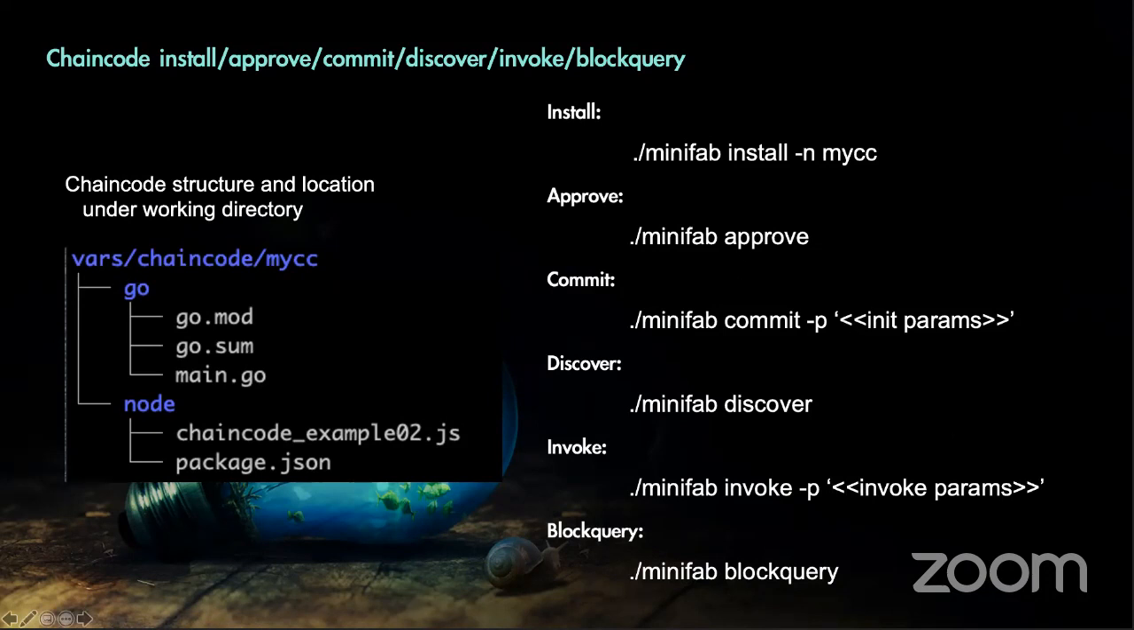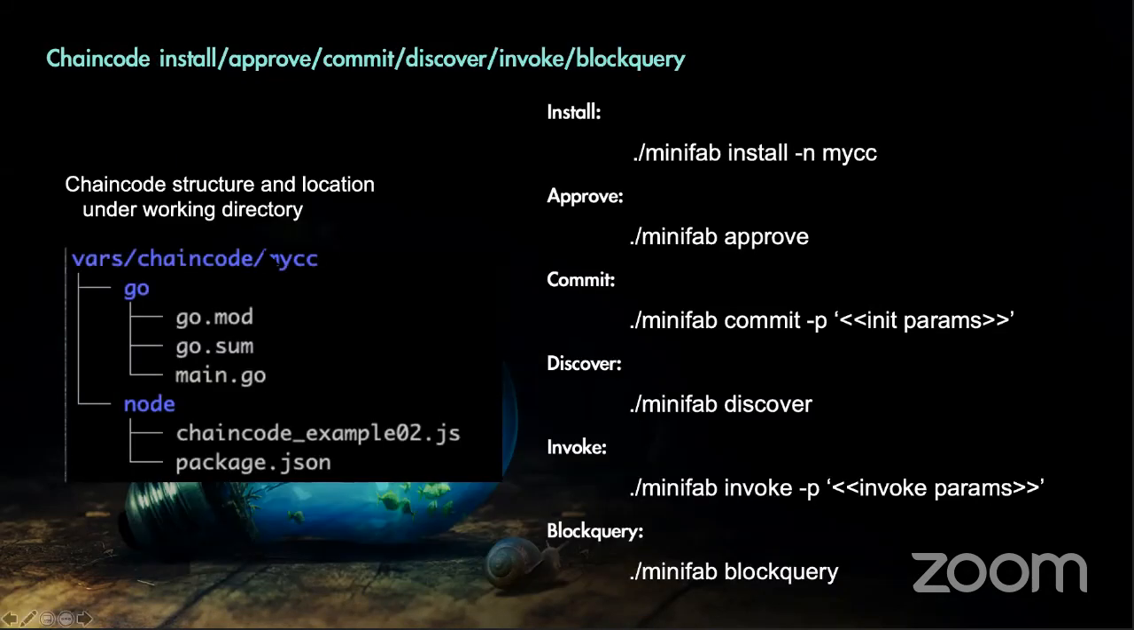So you probably noticed that the example I have here just uses the latest Fabric chain code life cycle: approve, commit. In Fabric 1.4.x, you don't actually have those commands. It's the older way of dealing with chain code. But using Minifabric, you can use either old or new, depending on which Fabric release you have.